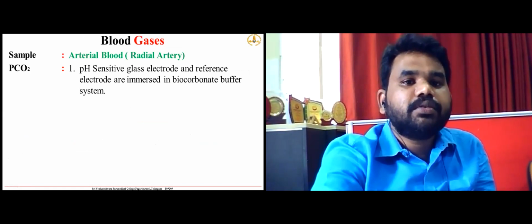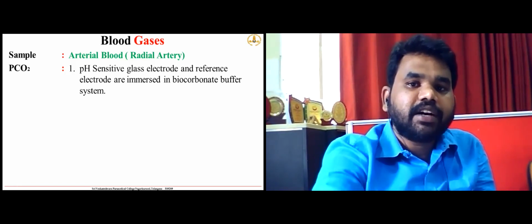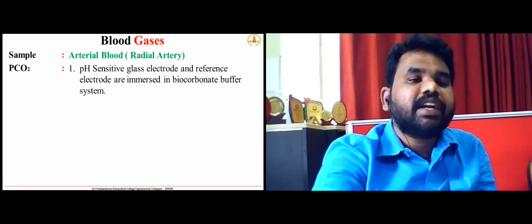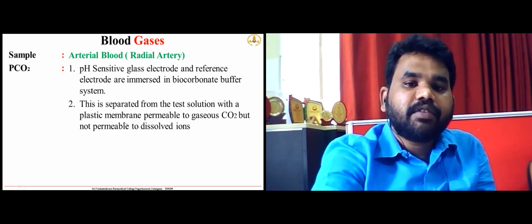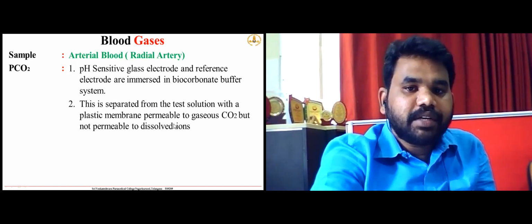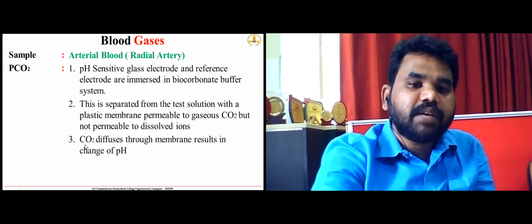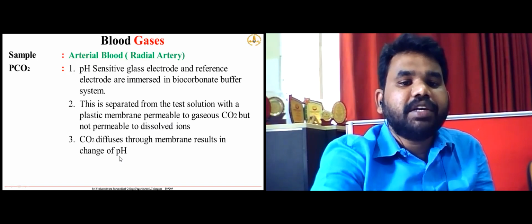Here in the PCO2, I'm going to tell you how this machine performs the test. The machine contains two types of electrodes: a pH sensitive glass electrode and a reference electrode, present inside the bicarbonate buffer system. The pH sensitive electrode is separated by a plastic membrane, and our sample passes through that membrane. If the sample contains any CO2, it will diffuse through the membrane and result in a pH change.